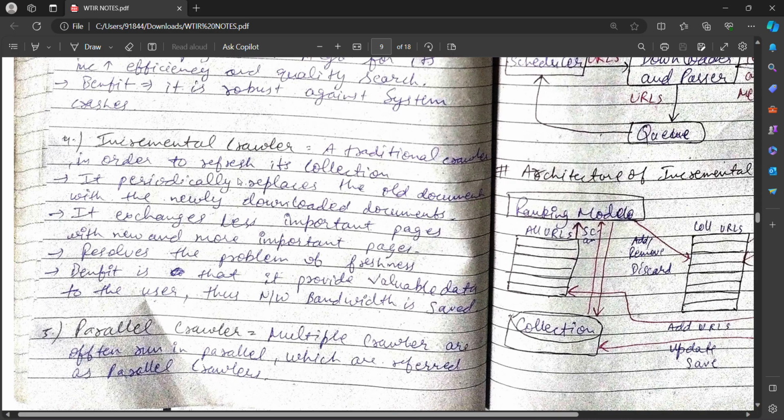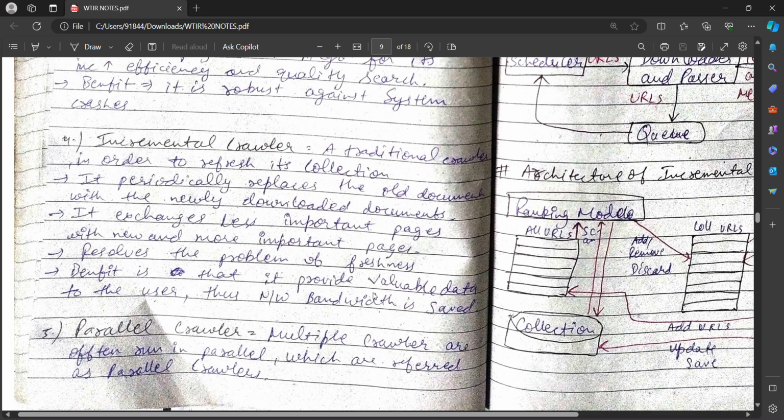So that's why it is named the incremental crawler. It exchanges less important pages with new and more important web pages. It resolves the problem of freshness. What is this freshness? Freshness means that newly added documents should be fetched by the crawler.